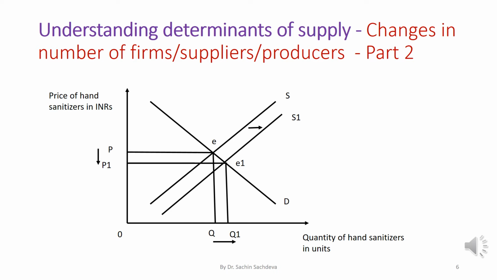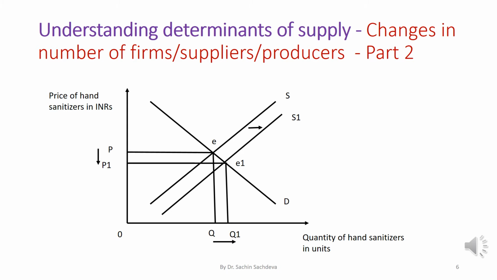Now, when new suppliers enter the hand sanitizer market, meaning the number of firms has increased, the supply curve is going to shift to the right. Supply is going to increase at every price, which is shown by the new supply curve towards the right side of the old supply curve, labeled as S1. You can see the arrow. The arrow is showing a rightward movement.